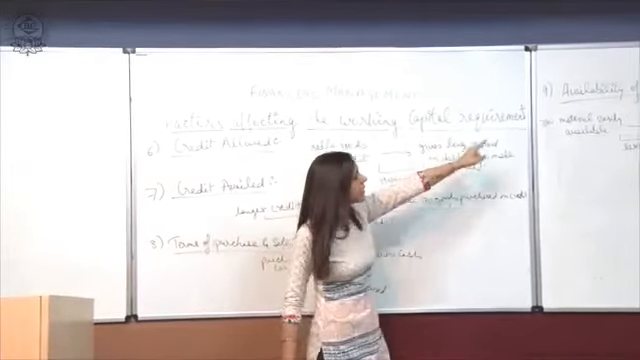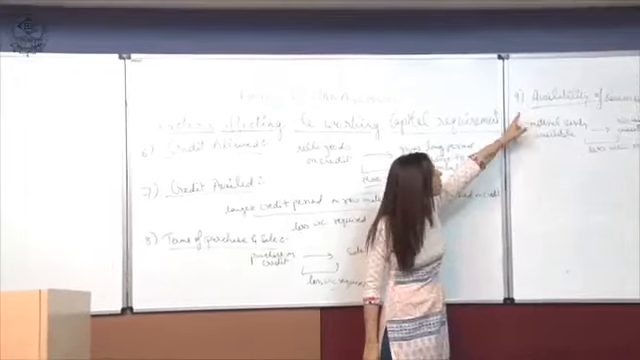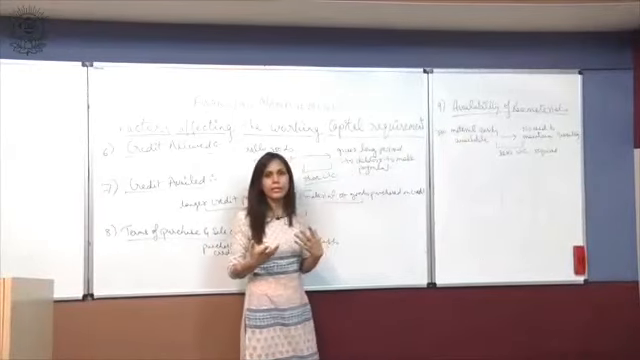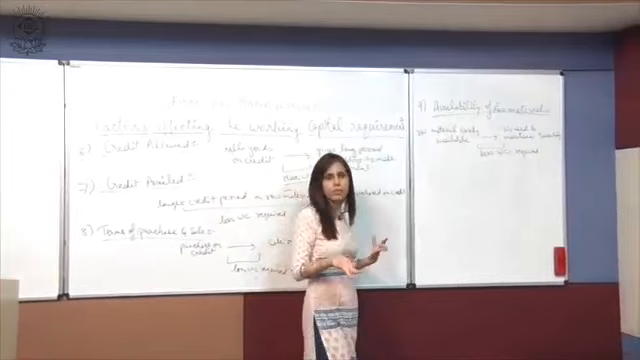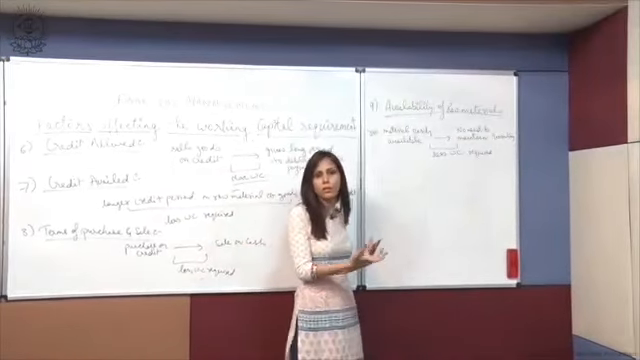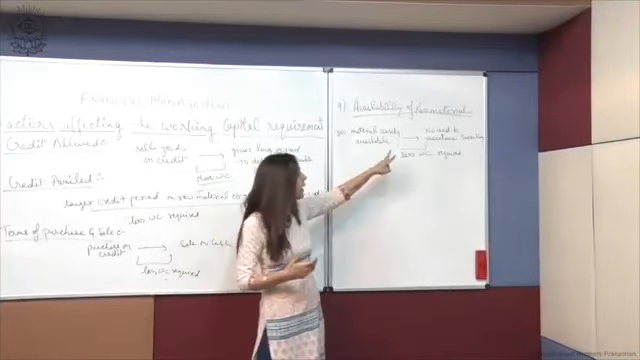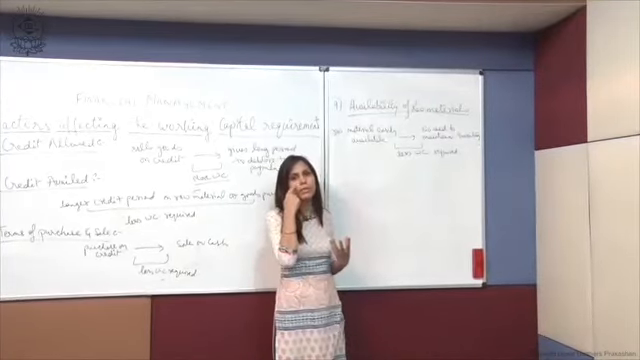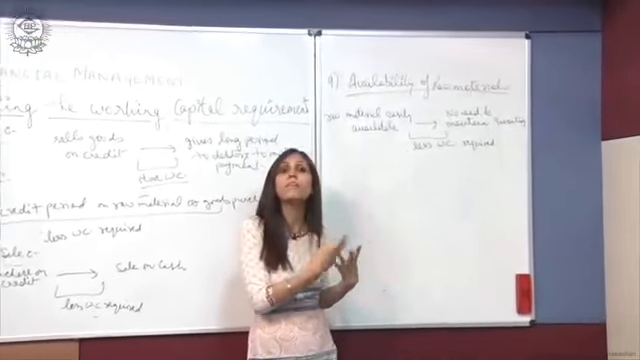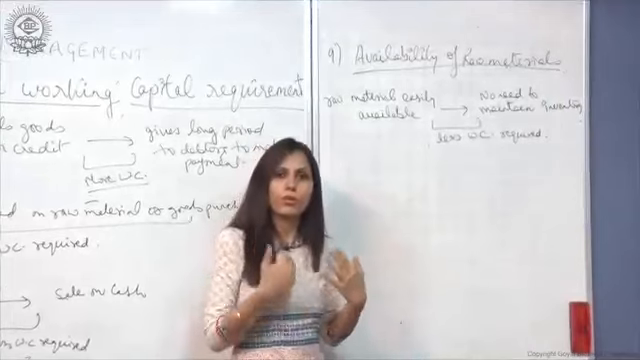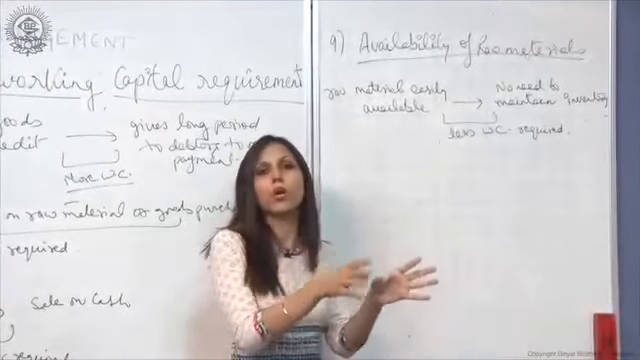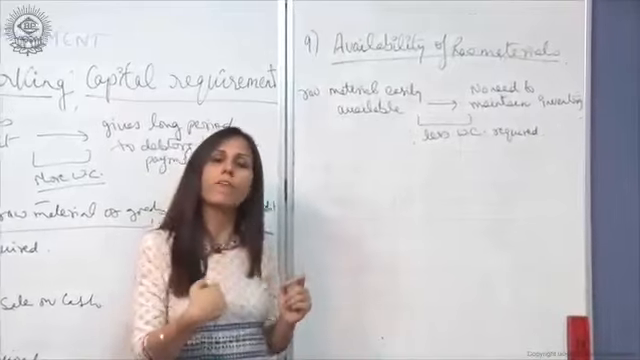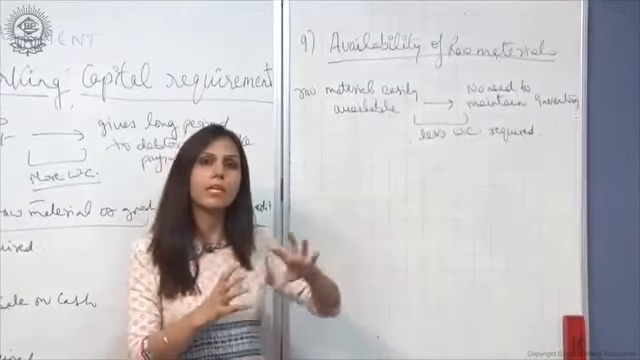The last topic is availability of raw material. If a raw material is easily available from the suppliers, from the sources of acquiring raw material, then there is no need to maintain inventory. For example, if we require raw material for producing any product, and if that raw material is easily available, then we don't need to keep a stock or inventory for that particular raw material. So in that case, we don't have to invest our money in raw material.